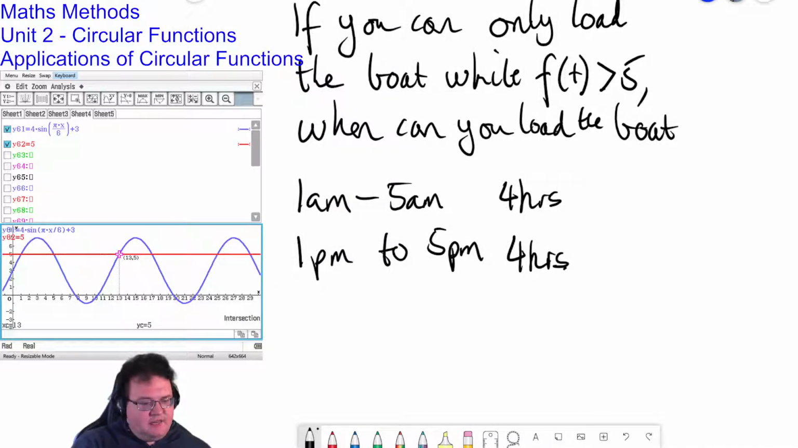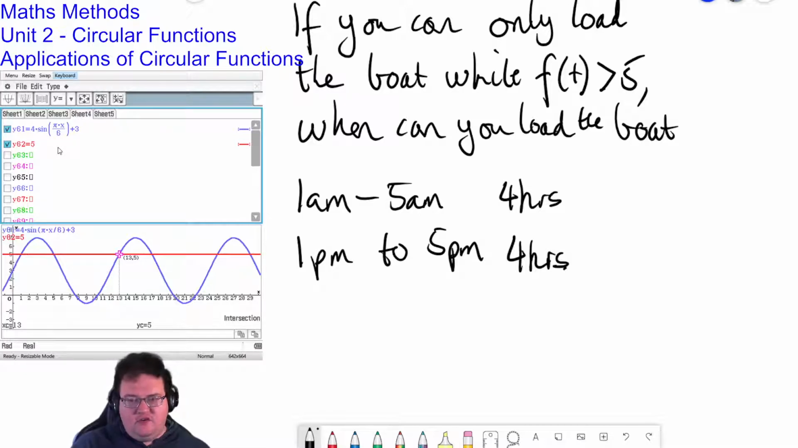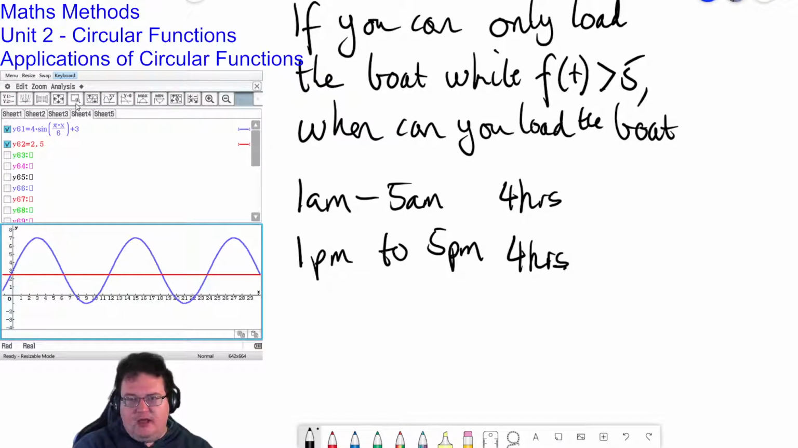If I was doing something like this on a SAC, I might give you something a little bit more devious. Like I might say, oh yeah, it has to be 2.5 meters. And then you would follow the same process. Analysis, G-solve intersection. And then you would have to find what all those times mean. Now, obviously, if I have negative time, I can't use that because I only care about the course of a single day.